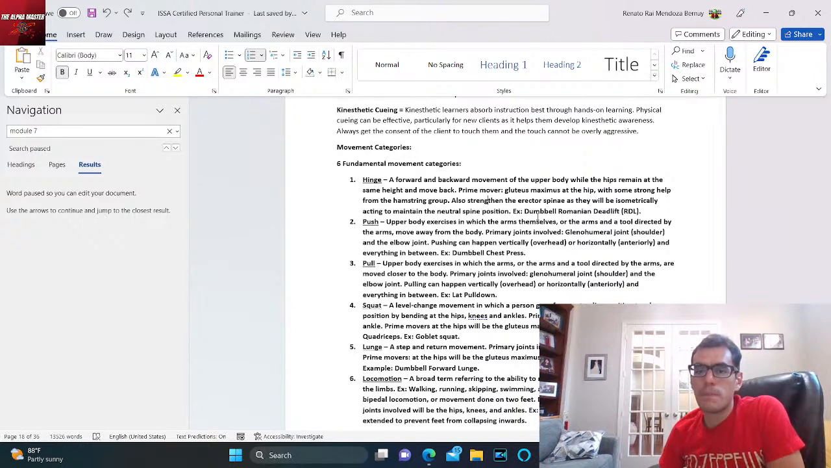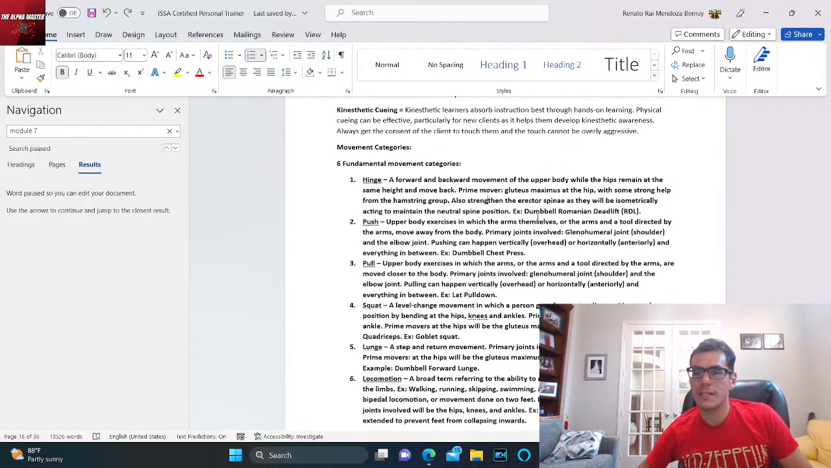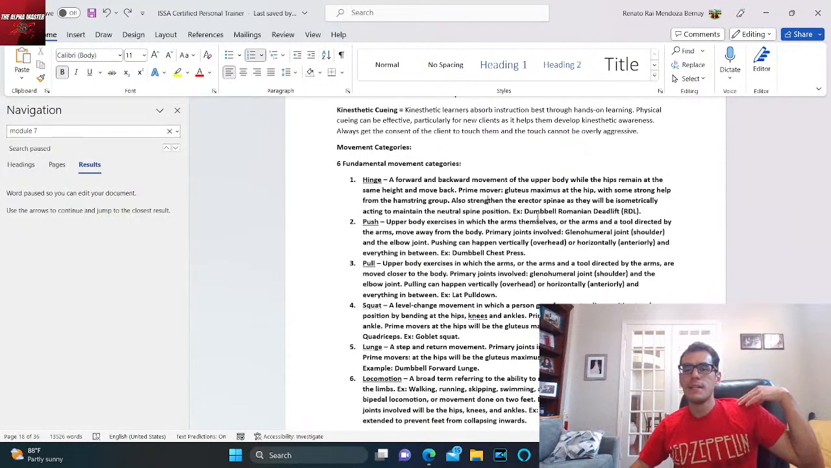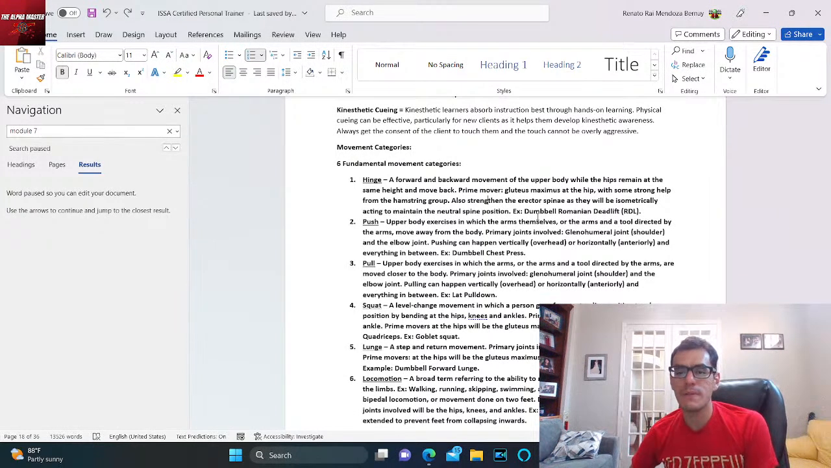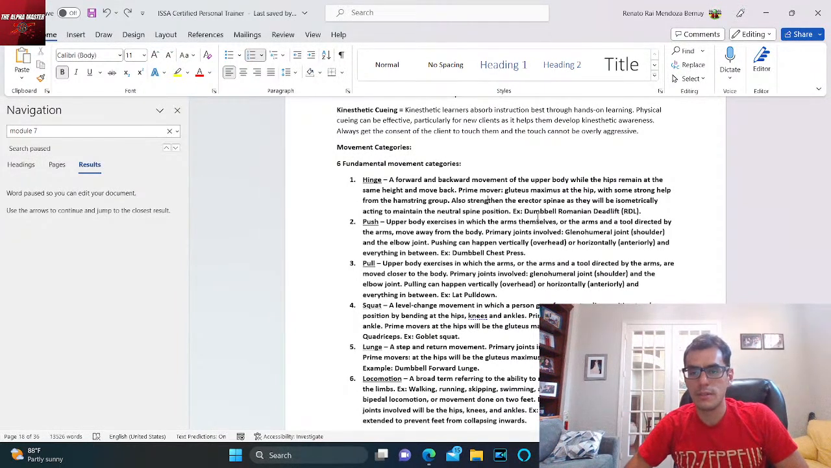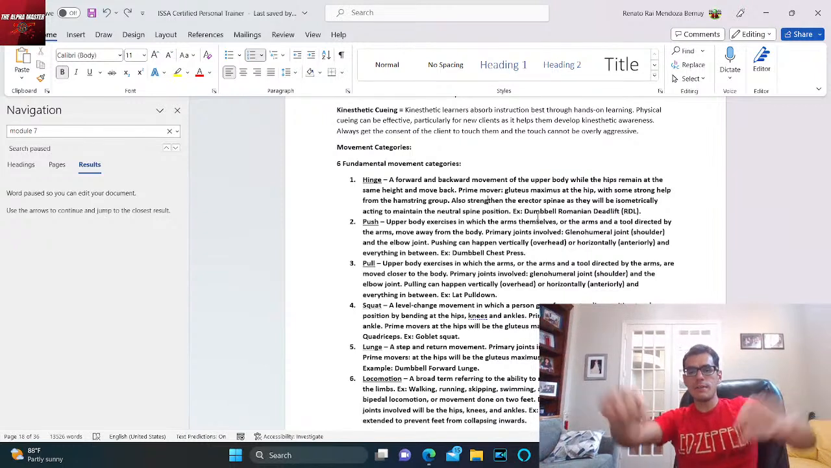Now, push is going to be upper body exercises in which the arms themselves, or the arms and the tool directed by the arms, move away from the body. The primary joints involved are going to be the glenohumeral joint, the shoulder, and the elbow joints. Pushing can happen vertically overhead or horizontally anteriorly, and everything in between. An example is going to be a dumbbell chest press.